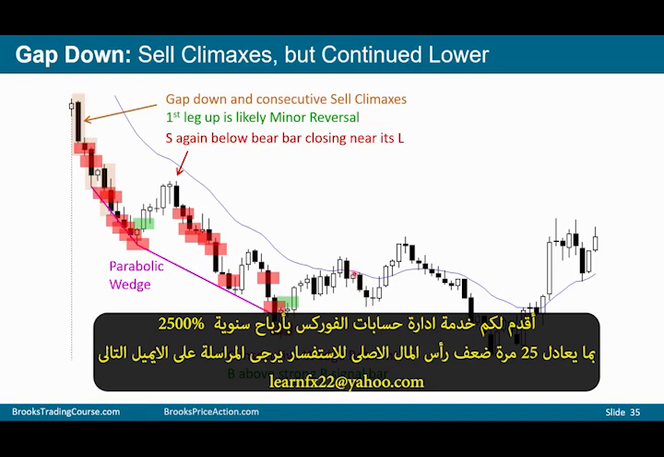and the pullback from the first leg typically forms a higher low, major trend reversal, and a head and shoulders bottom with the second leg down in the wedge. So left shoulder, head, right shoulder, and you expect a second leg up. And here, that's all you got. 2 legs up and not a reversal into a bull trend. We got a new low of the day.